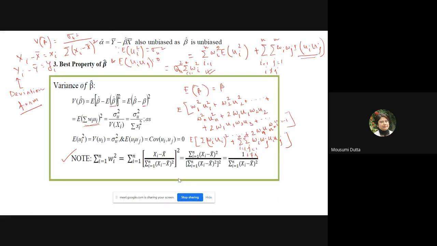From the derivation of the last day, we find that beta hat is equal to beta plus summation wi ui. So beta hat minus beta is equal to simply summation wi ui. So that I have used here. Okay, ma'am.